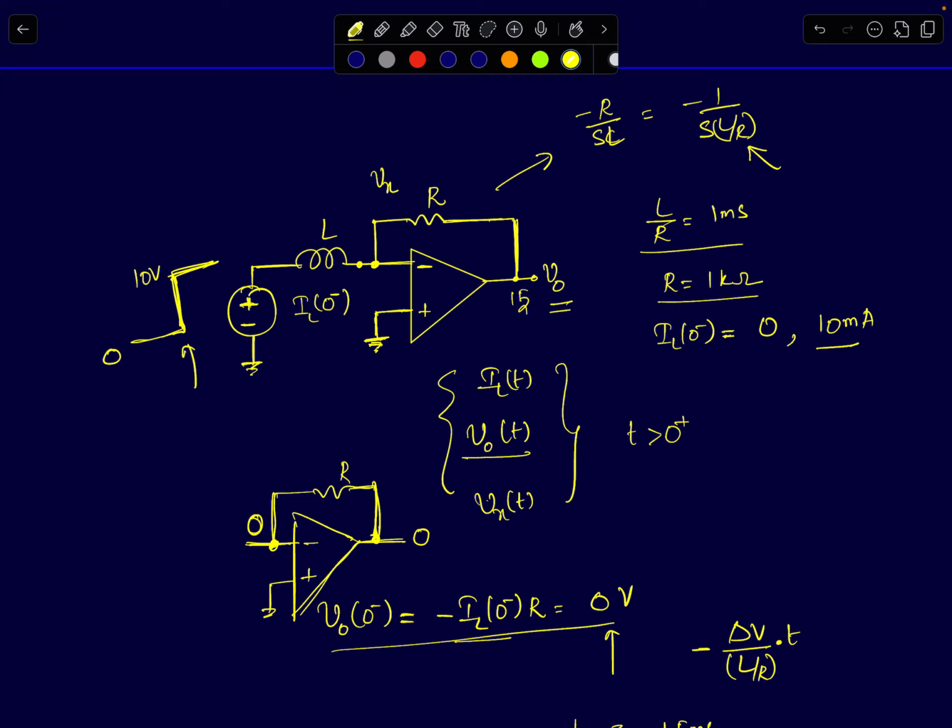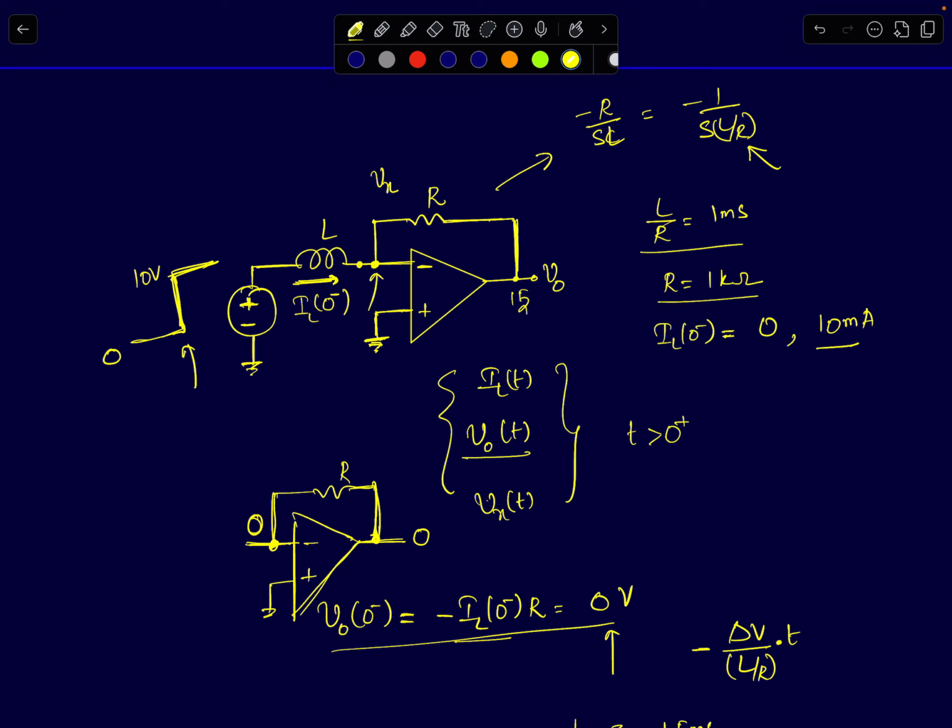Here the switching event is a step input of magnitude 10 volts applied to the circuit, and we are interested in finding the output voltage. In fact, you are supposed to find the output voltage, the current flowing through the inductor for all time t greater than 0, and the inverting terminal voltage as well.